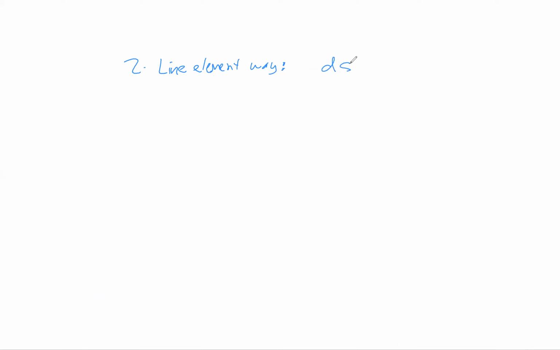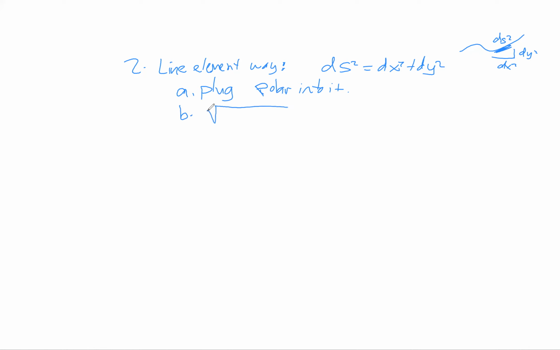So the line element ds squared, if you recall from single variable calculus, an arc length, has a horizontal component and a vertical component, and it's the sum of these things. So if you start with the line element, you again just plug polar into it, and then you take the square root of the coefficient product.